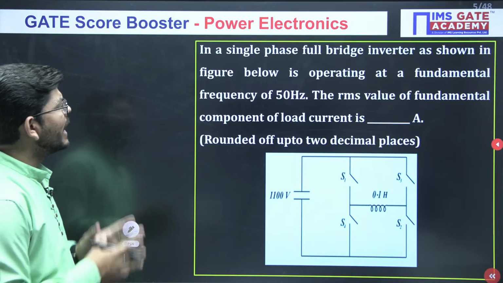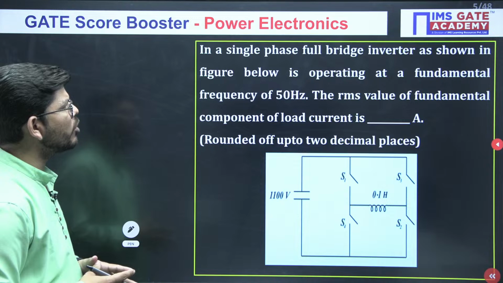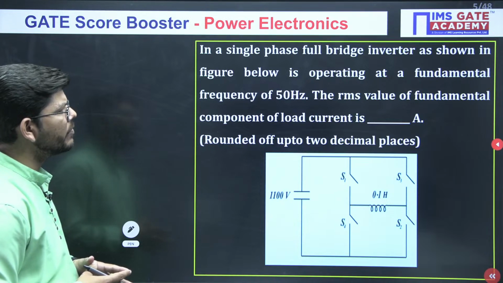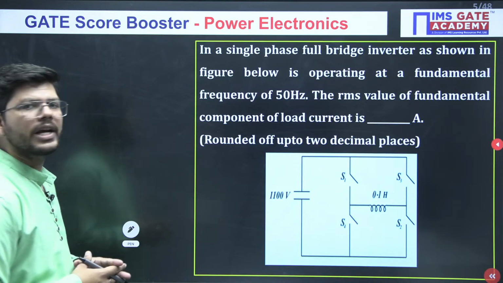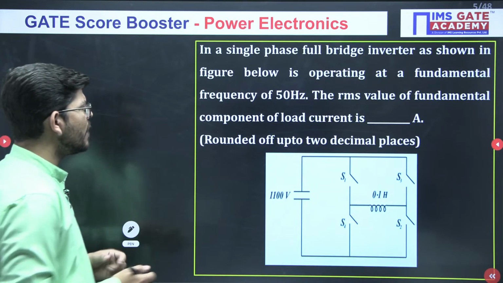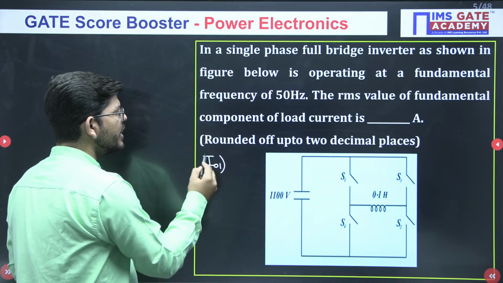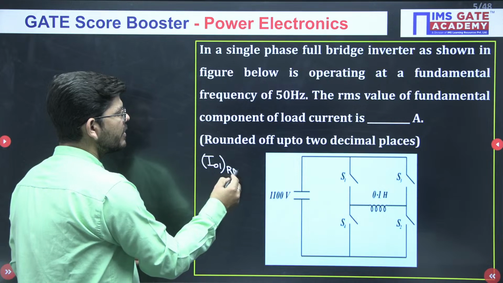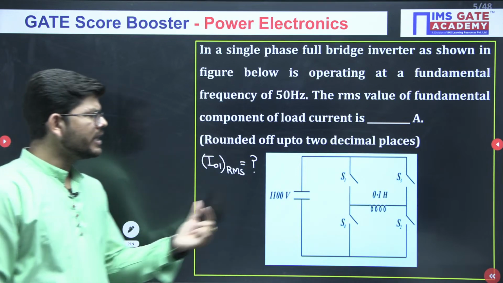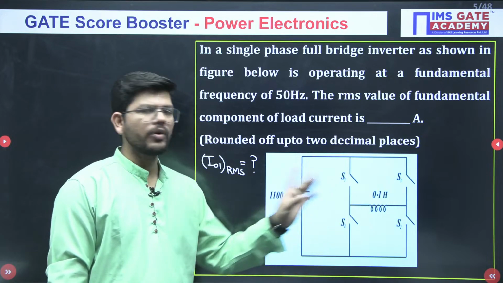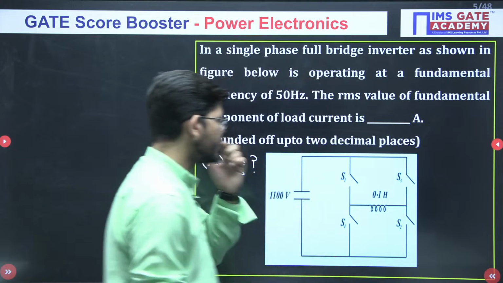Just see this question. A single phase full bridge inverter, as shown in the figure below, is operating at a fundamental frequency of 50 Hz. The RMS value of the fundamental component of load current will be. You have to calculate the RMS component of the fundamental output current. This is the full bridge circuit given to you. Load is purely inductive, so it will be maintaining constant current. We can assume like this.